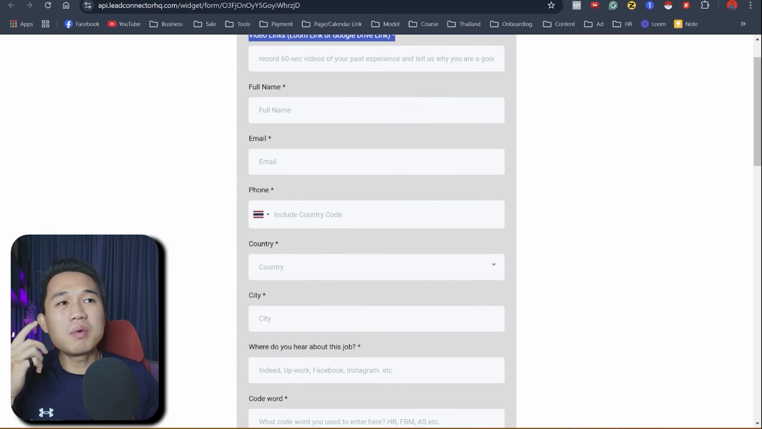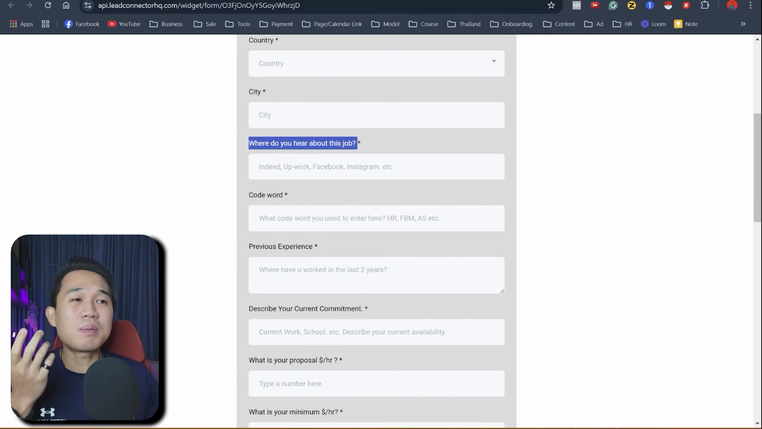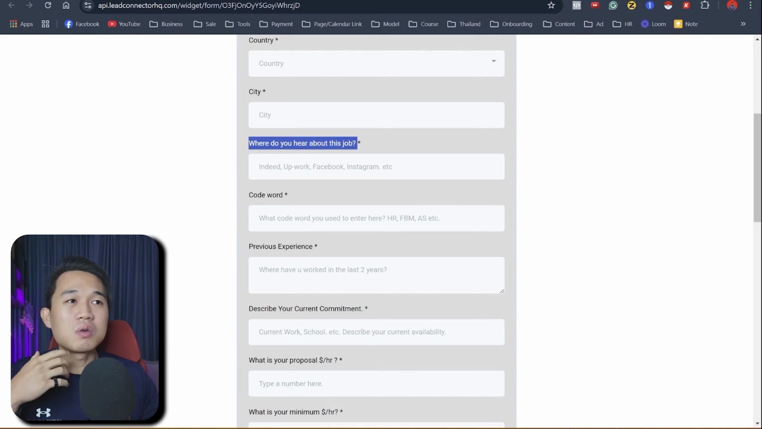This is very important. Obviously, name, phone number, basic information. Country is very important as well. City. Where did you hear about this job? Again, we're posting on different platforms, like I mentioned, so you want to know which platform generates the most applicants. That could be a good thing to know.